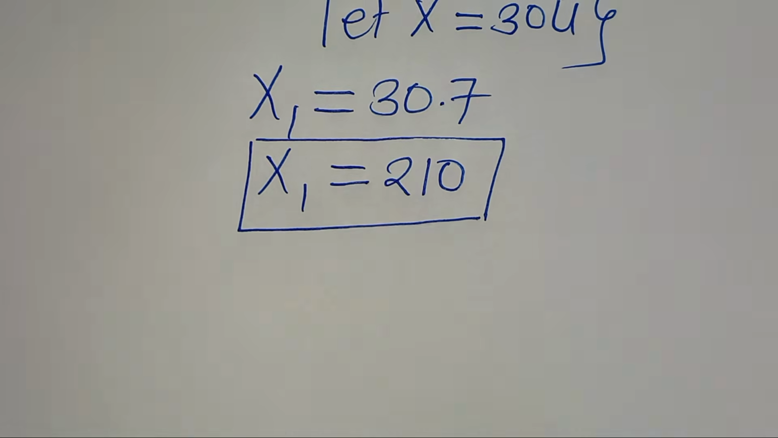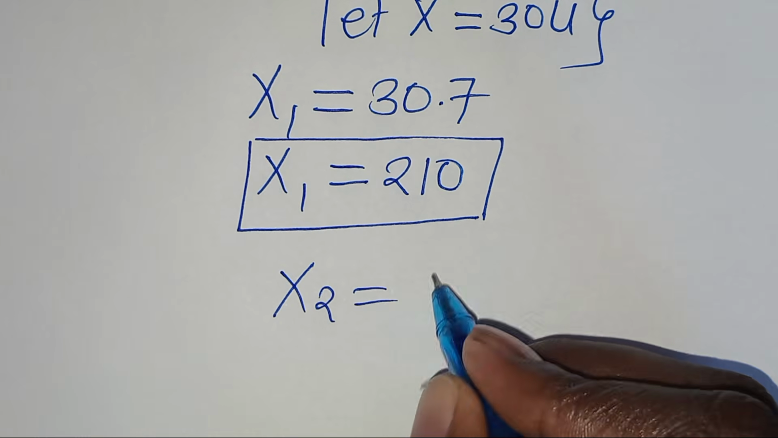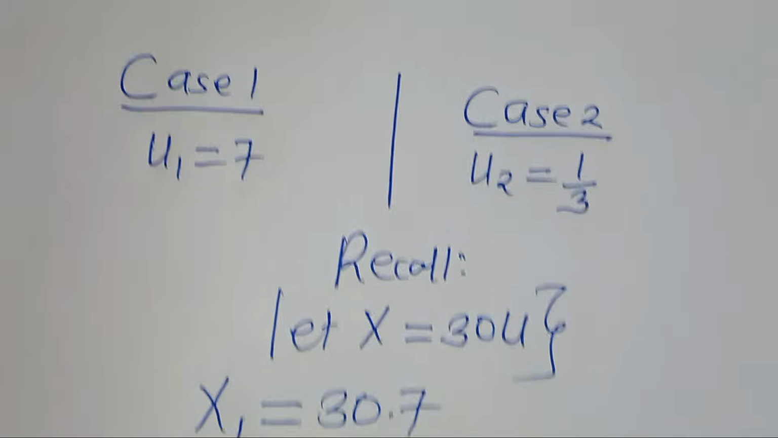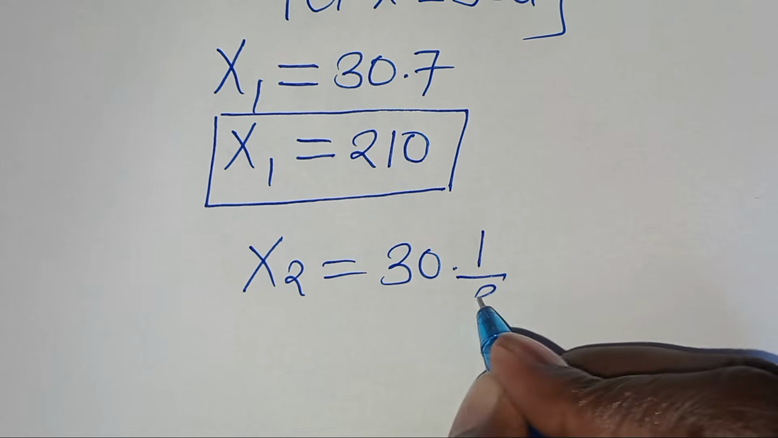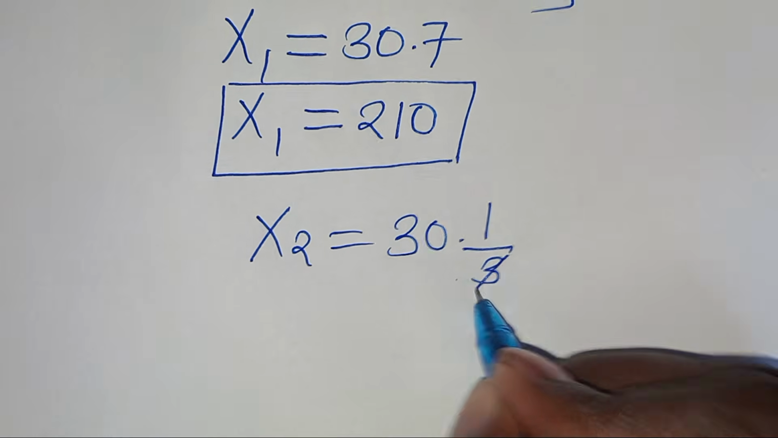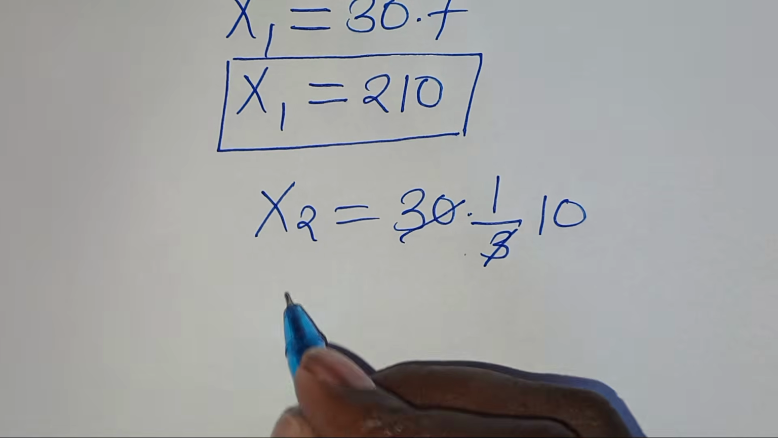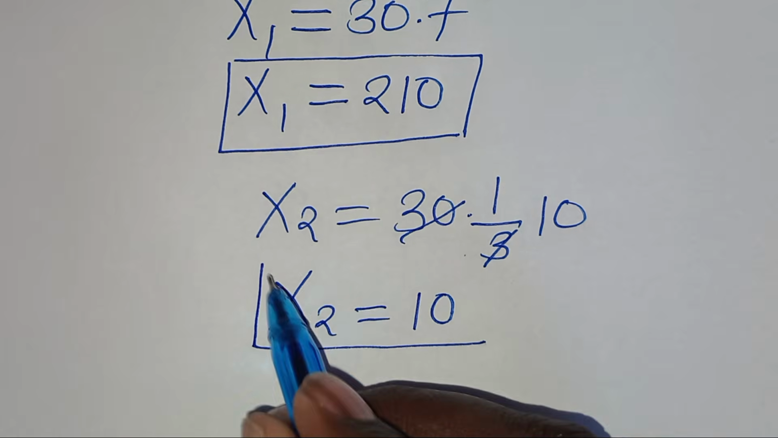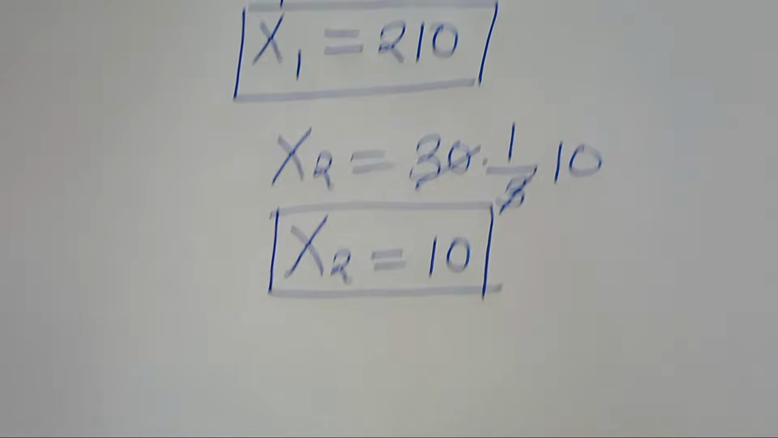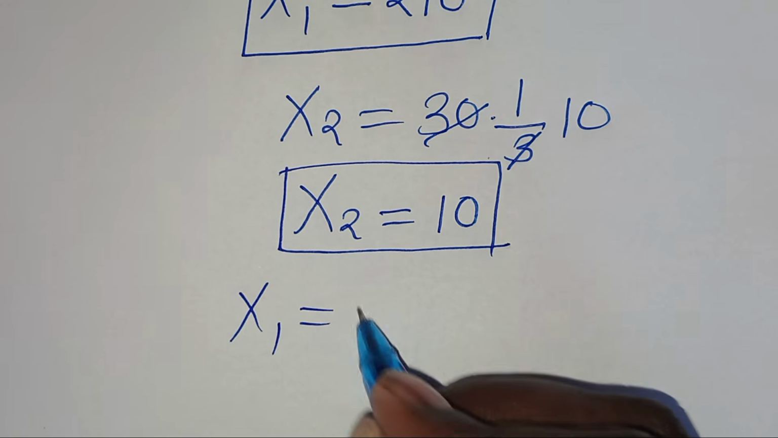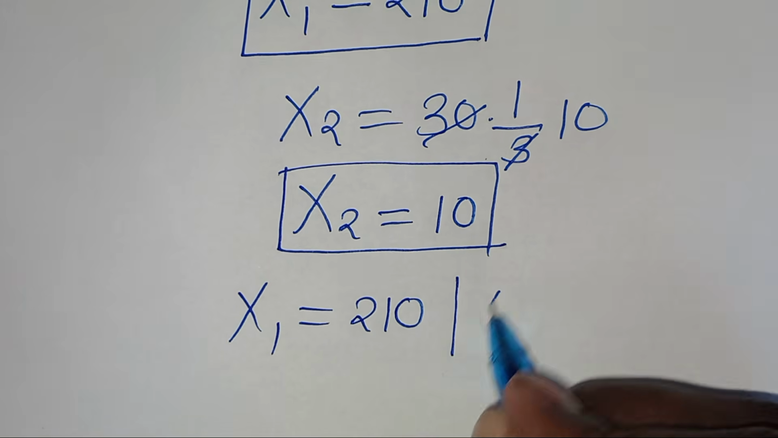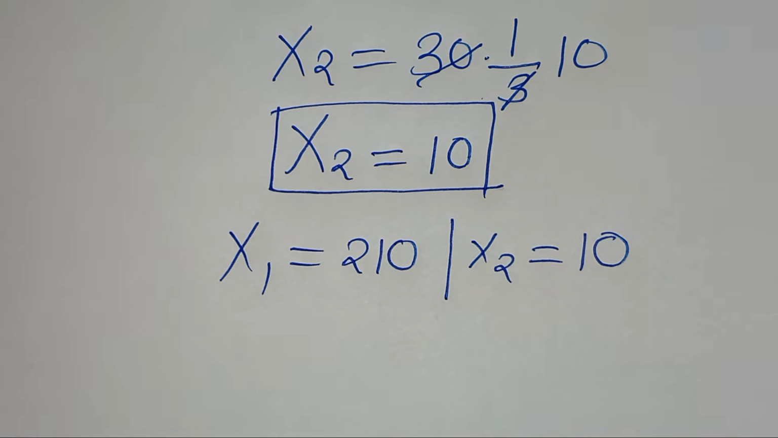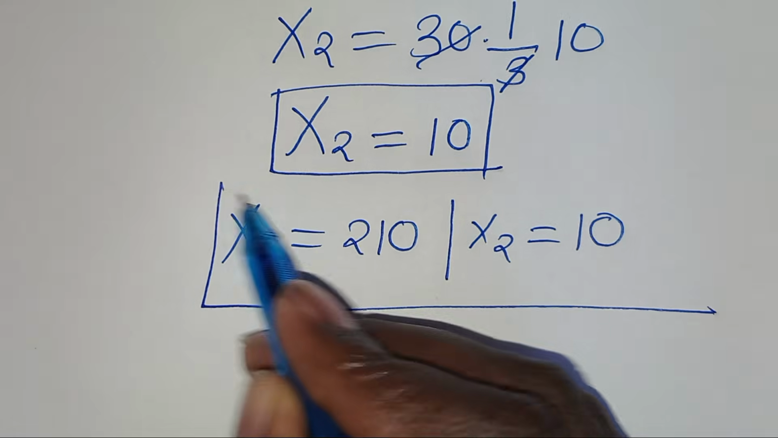Now we can solve for x2. x2 is equal to 30 multiplied by u2. u2 is 1 over 3. So let's multiply by 1 over 3. That's divided by 3. This is equal to 10. So we have x2 equal to 10. So we have two values of x in this square root math problem. x1 is equal to 210 and x2 is equal to 10. And these are the solutions to this algebra problem.